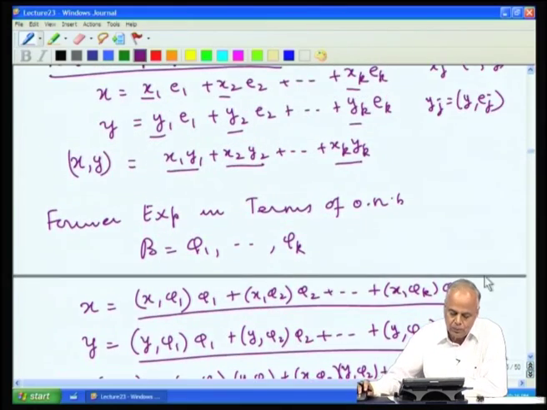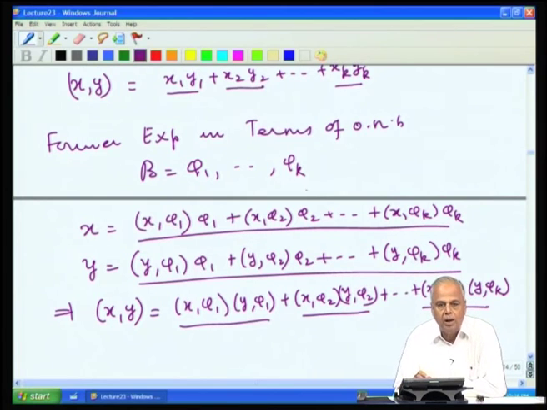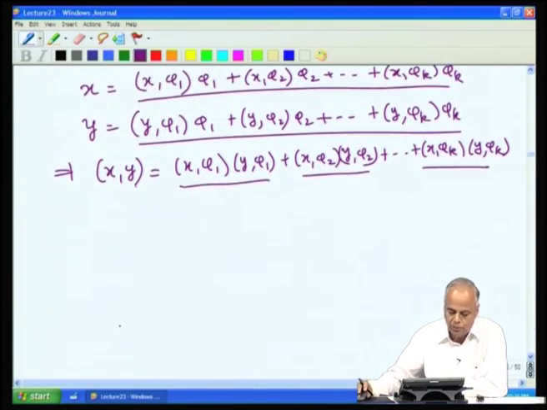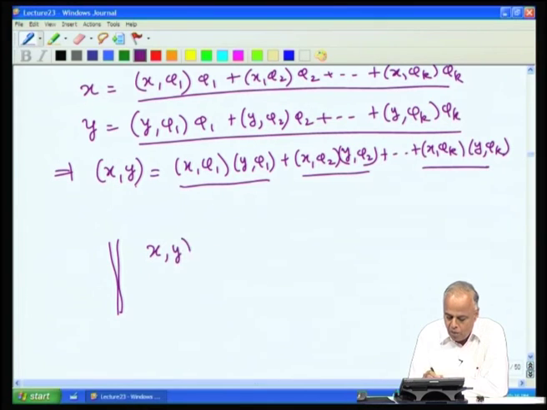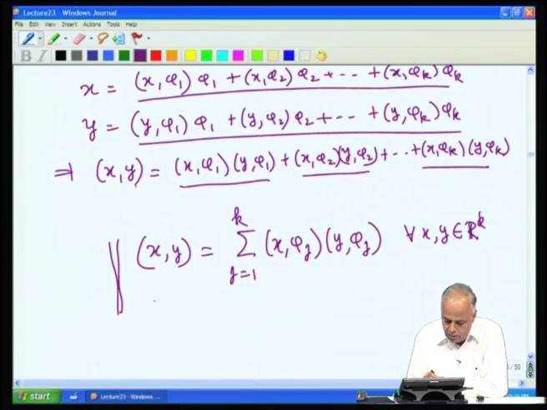So, whether you choose the standard ordered basis, namely e 1, e 2, e k, or whether you choose any arbitrary orthonormal basis, the inner product is always the sum of the products of the corresponding Fourier coefficients. So, the next important property is that the inner product of x and y is equal to the summation j equal to 1 to k of the inner product of x and phi j times the inner product of y and phi j, for every x, y in R k. This is referred to as Plancherel's formula.